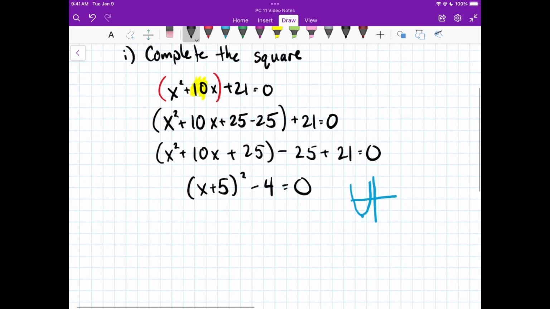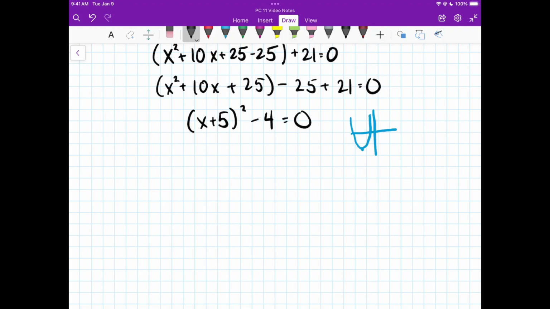Now that it's in vertex form, we've completed the square. Now we want to actually start solving. And the way we're going to solve this is actually using skills you have had since probably grade 6, grade 7, grade 8: solving equations. But we're specifically solving equations using opposite operations. So we're going to take that x that we've got in our equation and we're going to isolate it.